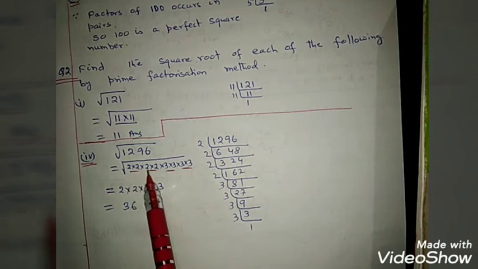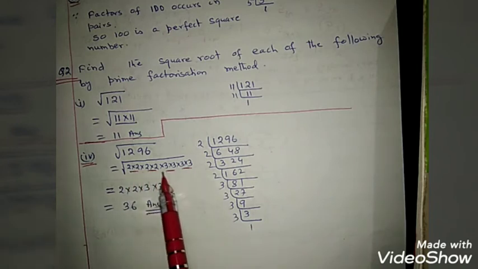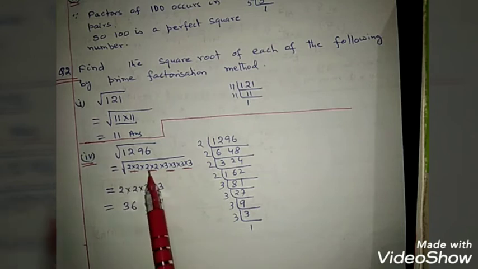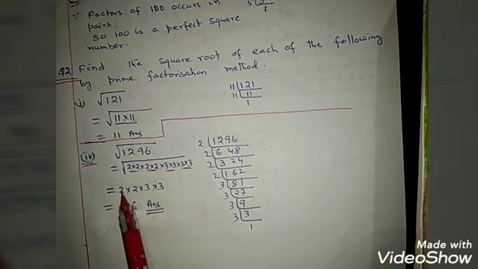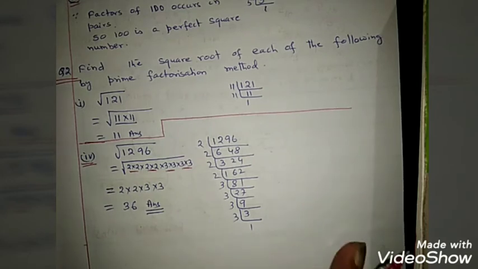Now from these factors, you arrange them in their respective pairs. So we have got 2 pairs of 2 and 2 pairs of 3. From each pair you take one digit. So 2 into 2 into 3 into 3, and finally this becomes 36. So 36 is the square root of 1296.